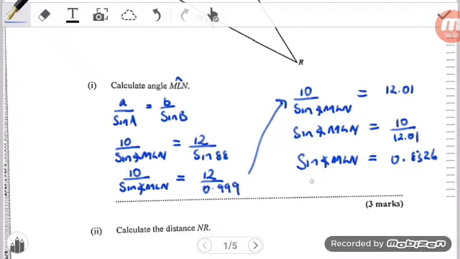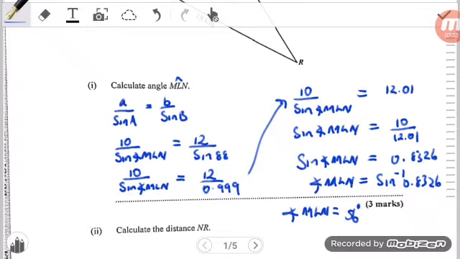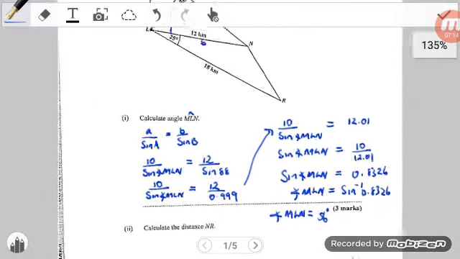So if we actually want to find the angle MLN, that's going to be equal to the arc sine, that is sine inverse of 0.8326. If we insert shift on our calculator and hit the sine function, 0.8326, we get a result here that angle MLN is equal to 56 degrees approximately. And that is how we work out that particular question, guys.